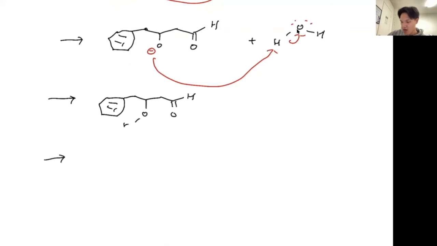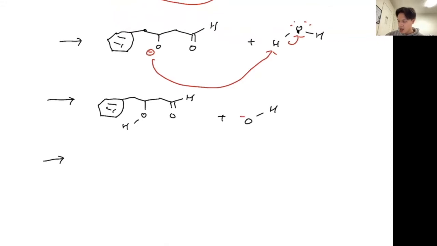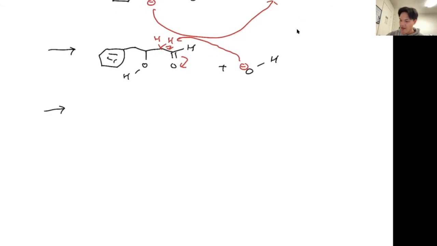This O, this H, right? But we're still in basic conditions, and we still have more alpha hydrogens over here, alpha carbons with acidic hydrogens. Form that enolate that we already have again.